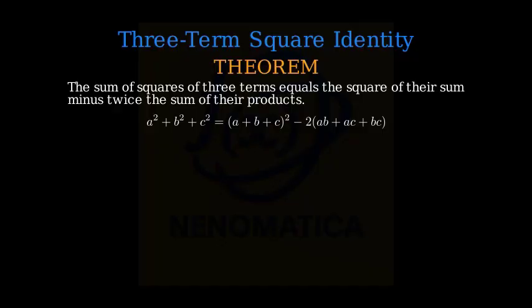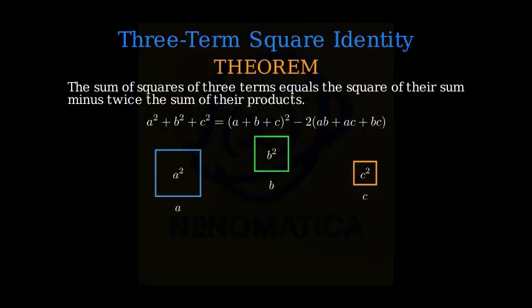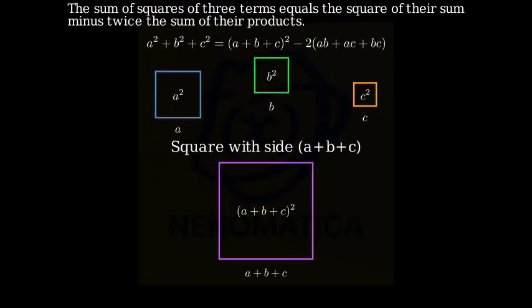Before we dive into the proof, let's visualize what this identity means geometrically. Here we have three squares with sides of length a, b, and c. The sum of their areas represents the left side of our equation, a squared plus b squared plus c squared. Now, let's consider a larger square with side length a plus b plus c. Its area is the square of a plus b plus c, which appears on the right side of our equation.